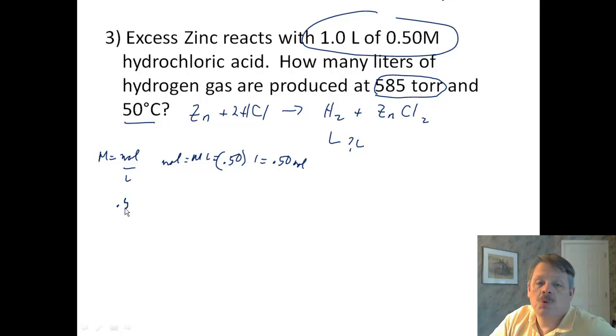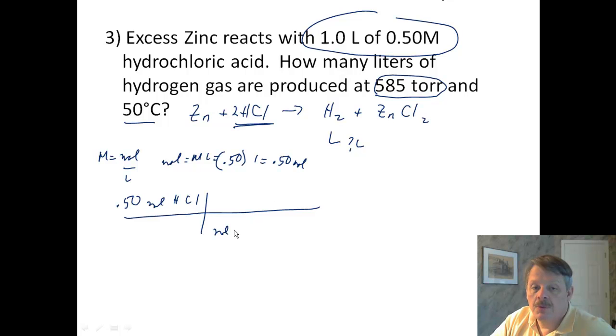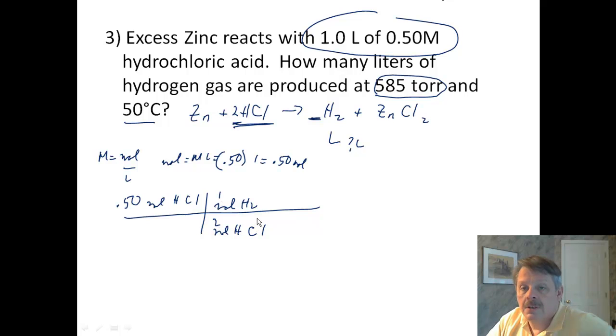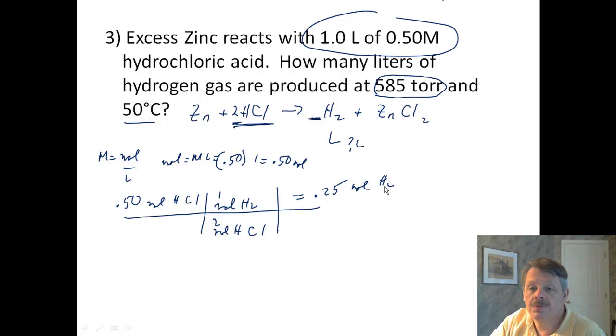Now, if I take 0.50 moles of HCl, what I'm trying to figure out is H2. So I have to get rid of moles of HCl and go to moles of H2. Well, I have 2 moles of HCl making 1 mole of H2. And I guess I'm done because I can't figure out liters directly here. I can't just multiply by 22.4 because I'm not at STP. So I take 0.5 divided by 2, and that gives me 0.25 moles of H2. All right. So again, I'm not done. I have to do PV = nRT.